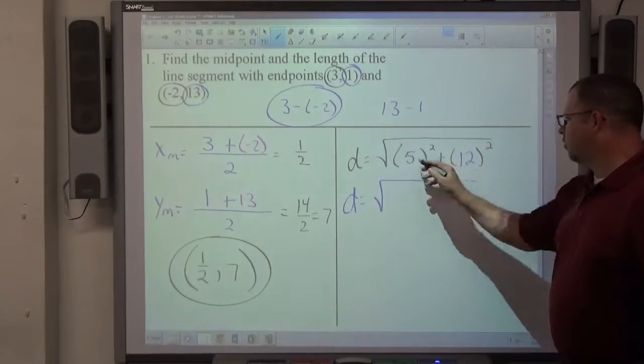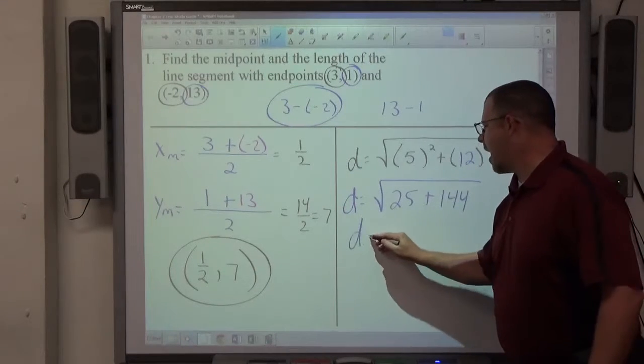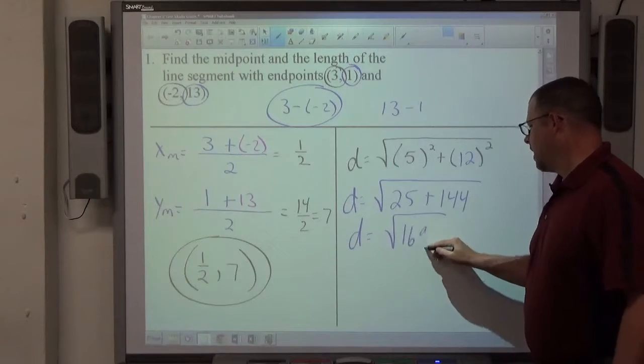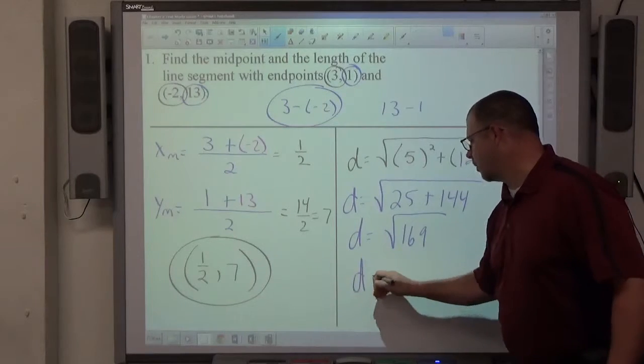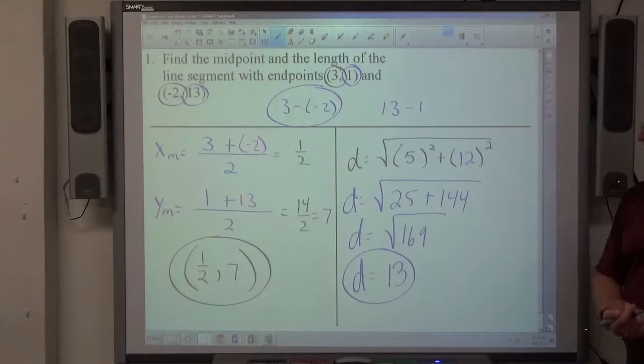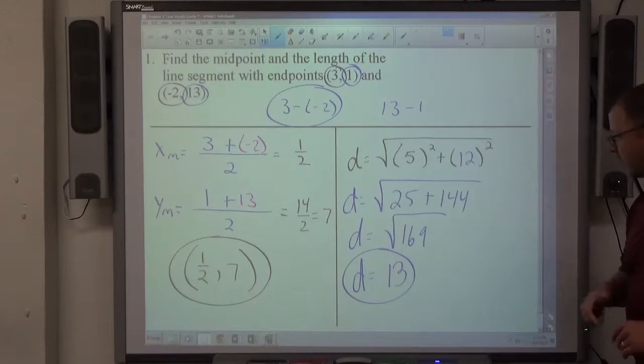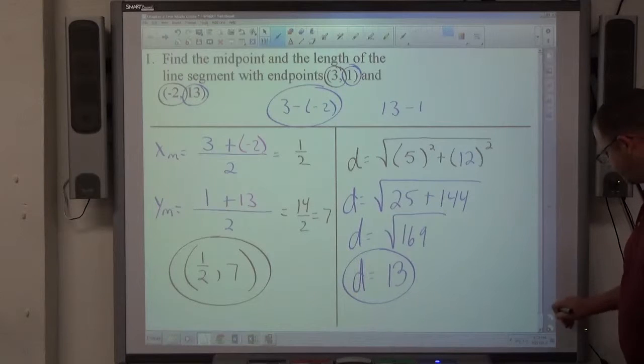At this point, we're going to square, add, and if it happens to come out to a nice pretty number like 169, the square root of 169 is 13. If it doesn't, leave it as a radical. If you want to get a decimal approximation, your calculator can evaluate that for you. In this case, 13 is the right answer.